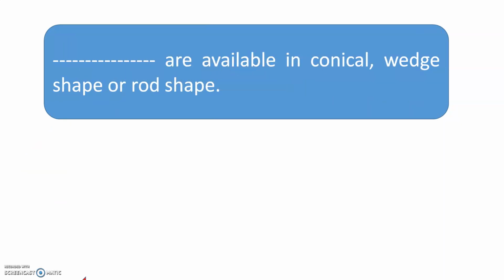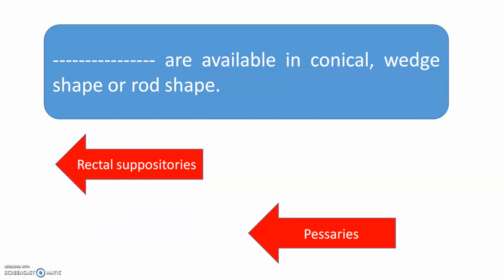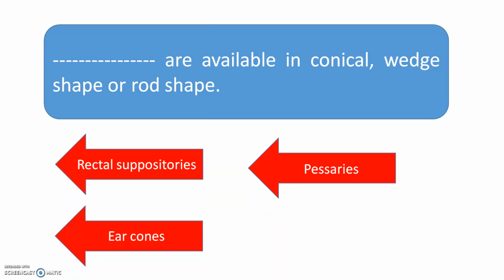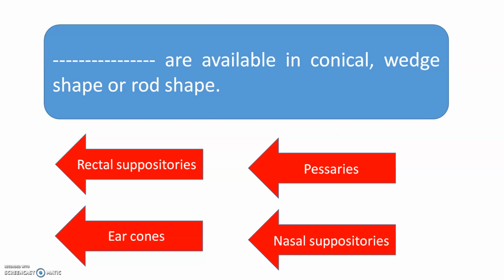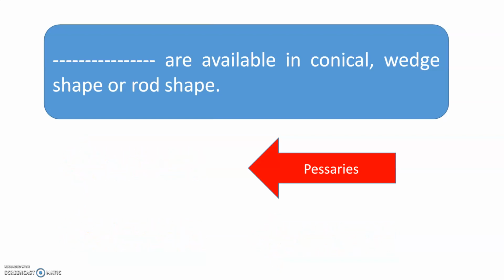Dash are available in conical wedge shape or rod shape. Which type of suppositories are available in conical wedge or rod shape? Rectal suppositories, pessaries, ear cones, or nasal suppositories. And the correct option is pessaries. They are available in conical wedge shape or rod shape.